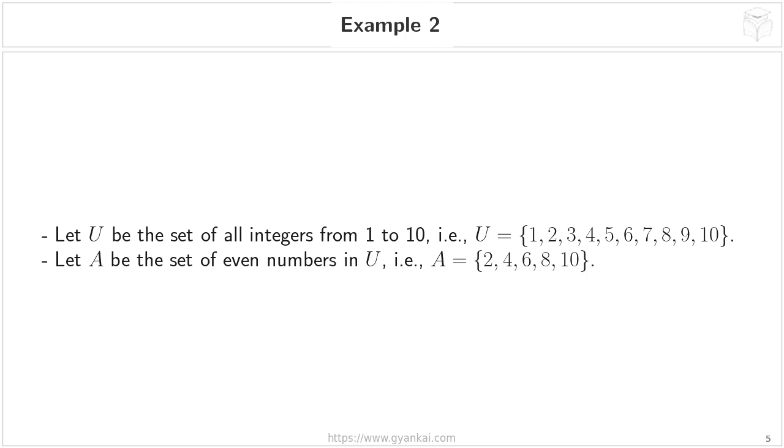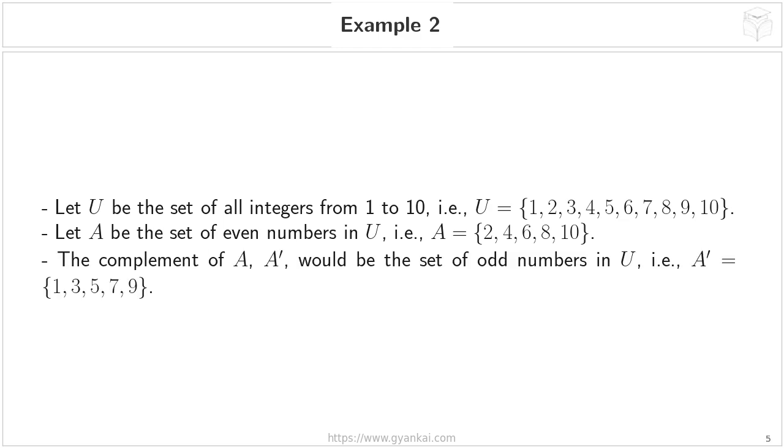Now, within this universal set, we're defining a specific set called A. A represents the set of all even numbers within our universal set U. So, A is equal to the set containing 2, 4, 6, 8, and 10.